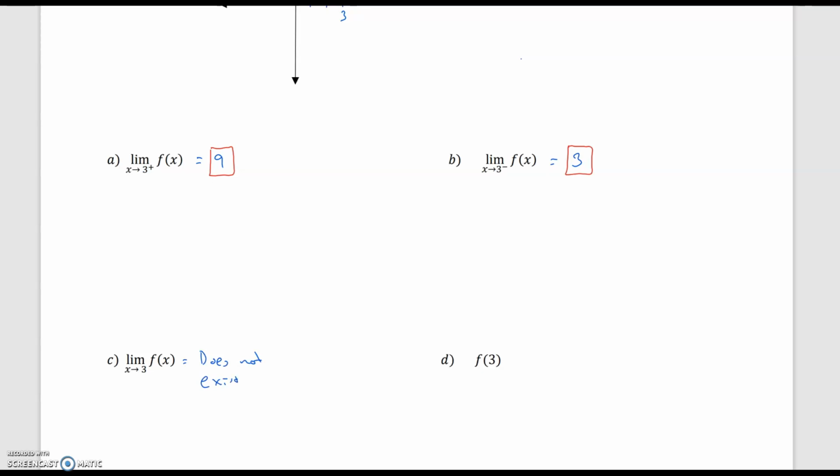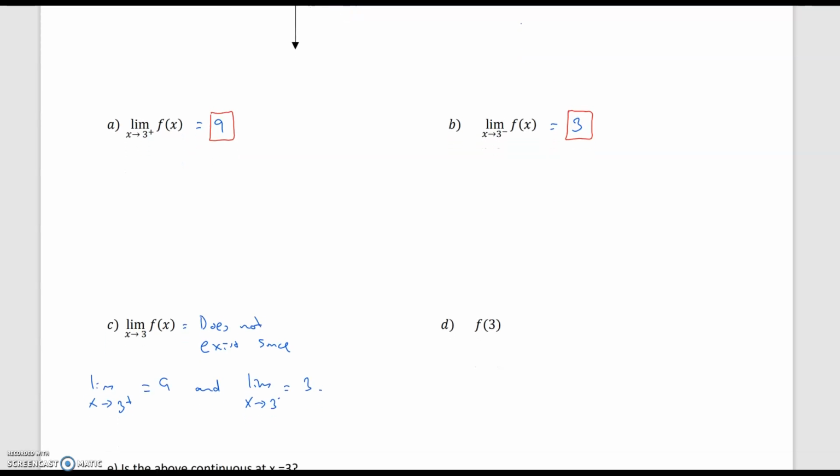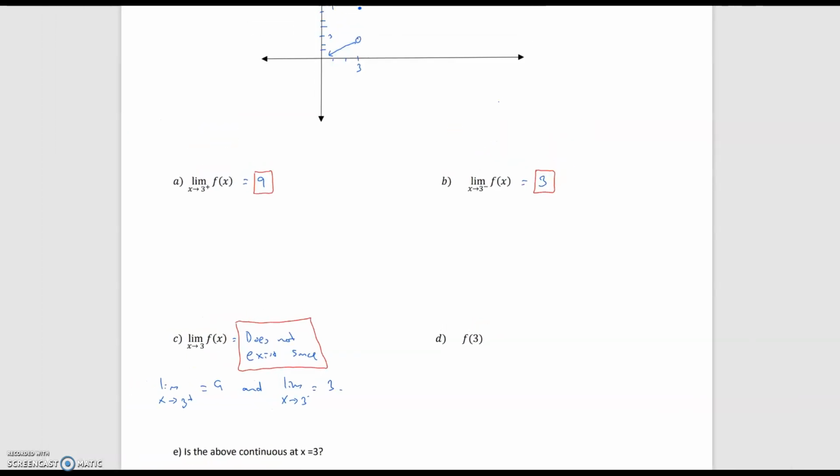And then we can just say, since the limit as x approaches 3 from the positive is equal to 9, and the limit as x approaches 3 from the negative is equal to 3. Most of these, I'll be asking for some sort of a justification. The software is just going to be asking for does not exist or D and E for the limit.